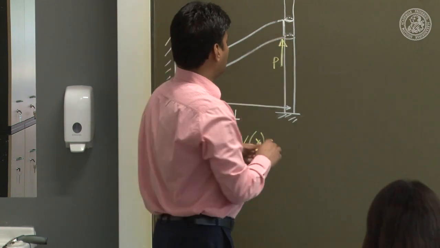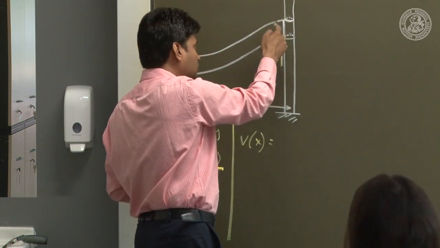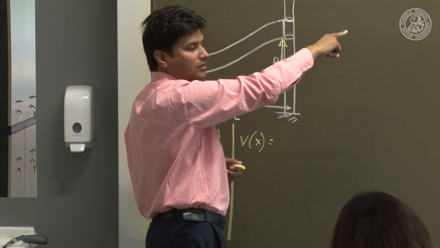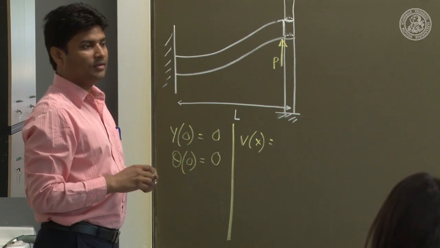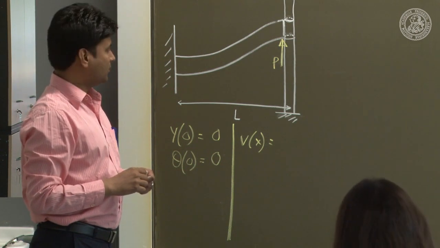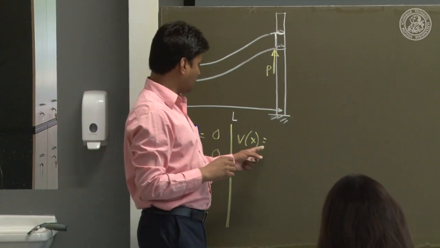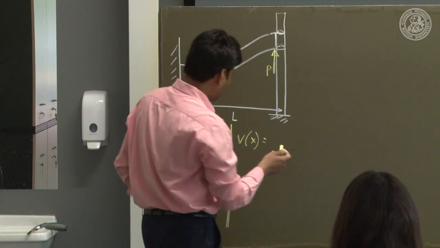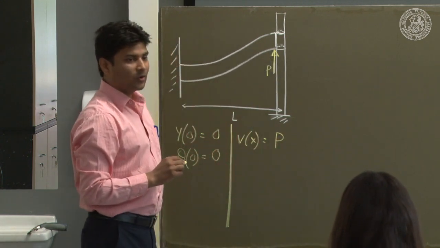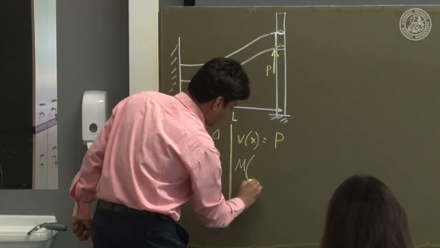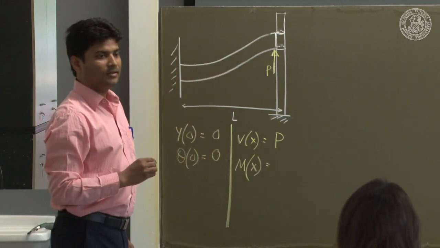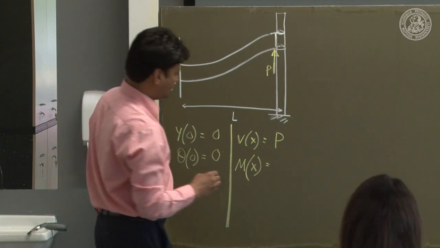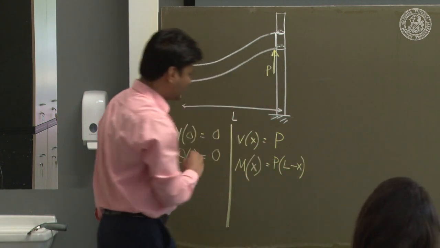Because we have got a pipe which is attached to this beam at the end, and then we just put that pipe within this. So it can't move actually. Okay, so what do you think? What's the shear force diagram? What will V of x be equal to? Yes? P. Okay. What about M of x? P into L minus x. Okay, anyone has a different opinion?